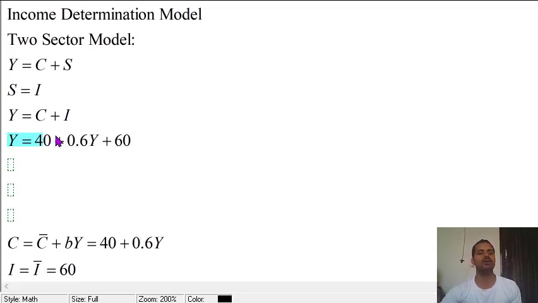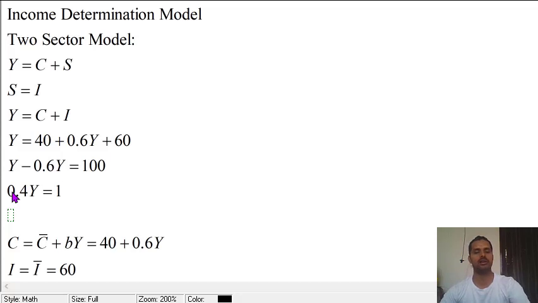Now here you can see we only have Y, which we have to find. So to find Y, we want Y to be on one side of the equation. So we will send this 0.6Y to the left hand side. So the left hand side will become Y minus 0.6Y, and this is equal to 60 plus 40, that is 100. Now you can easily solve it. Here Y minus 0.6Y means 0.4Y, and this equals 100.